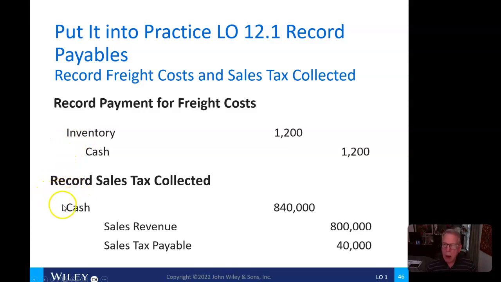Okay. So now we'll record the sales tax collected. Here we got full cash for all our sales, which was $800,000, but we also collected sales taxes. So we'll credit sales taxes payable and eventually remit that to the government.